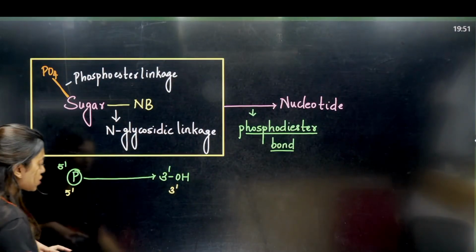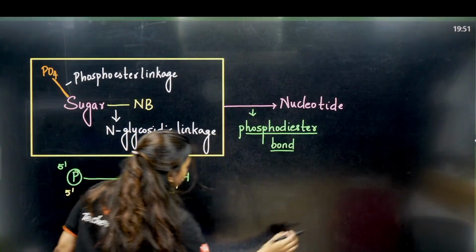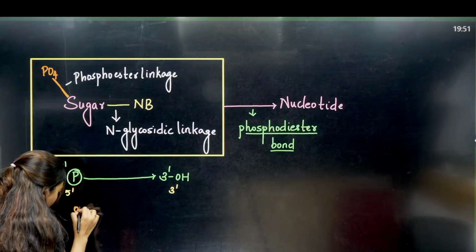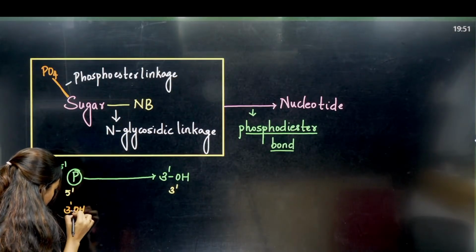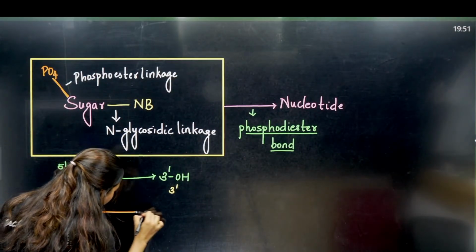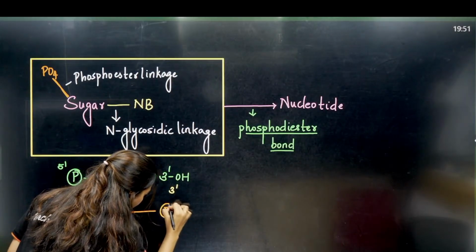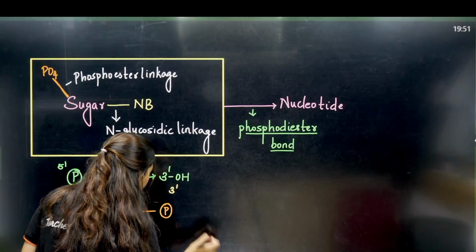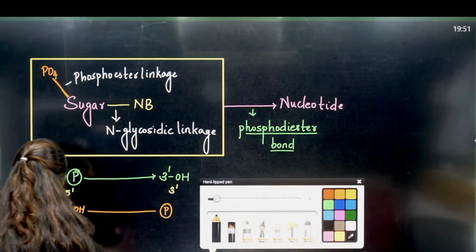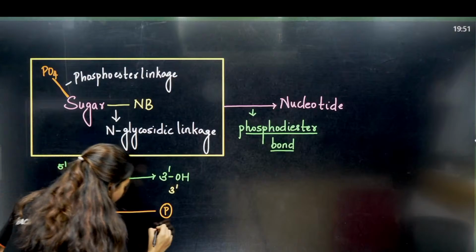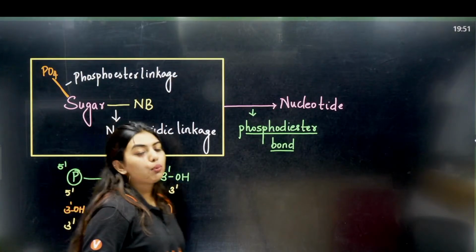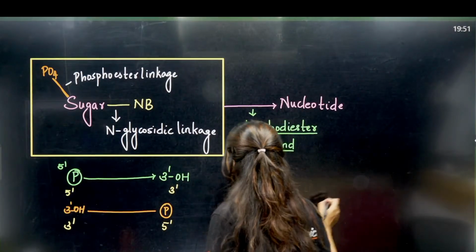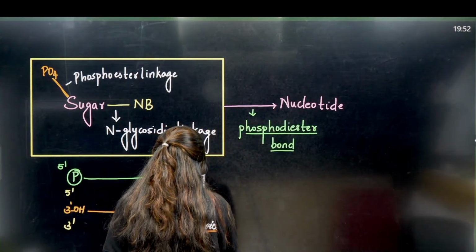Now the next strand, how is the next strand going to be? The next strand will have a 3 dash OH free, and at the other end it will have a P group at 5 dash, right? So I'll write it down. So here we will say 3 dash to 5 dash. This is how the polarity of both strands is going to be. It's very important to check the polarity and understand the directionality.